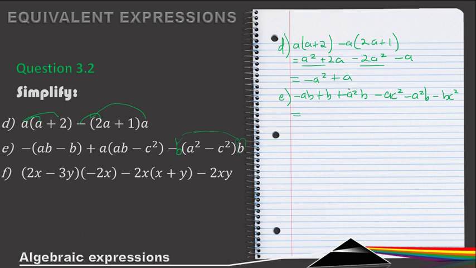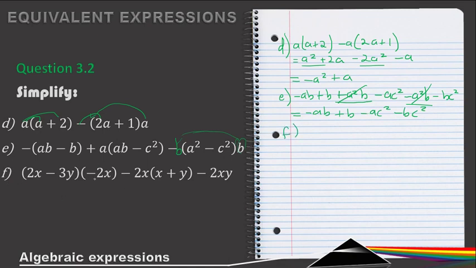Right. Now this one is a bit more complicated to look for like terms. Here we have a plus a squared b and a minus a squared b. So I'm just going to cancel these two. Then there's only this one minus ab. There's only one that says plus b. Okay, so the rest are all on their own. And then that means that's our final answer there.